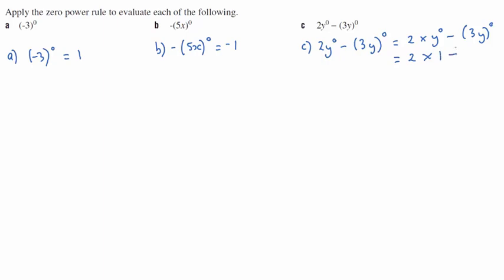Now we have minus, and we have our next term, 3y all to the power of 0. Now since this is all to the power of 0, that's going to be equal to 1. So we have 2 times 1, which is 2, minus 1, and so our answer is 1.